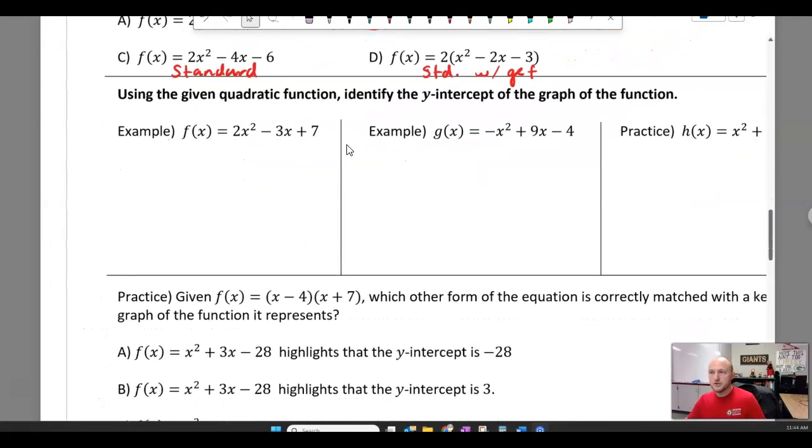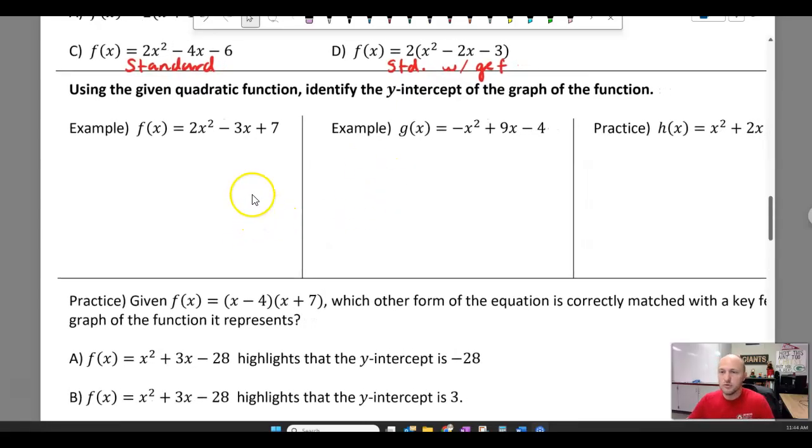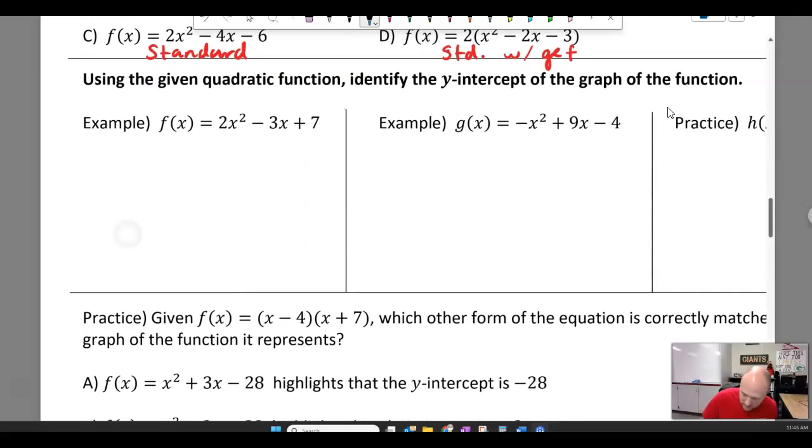Now we're going to move on to standard form. Standard form, you'll notice, is just a group of terms, usually a trinomial in decreasing order. So power 2, power 1, and then a constant. We're asked, what is the y-intercept of each of these functions? The way that you find a y-intercept, it's very important that you understand that a y-intercept has the coordinate (0, y).